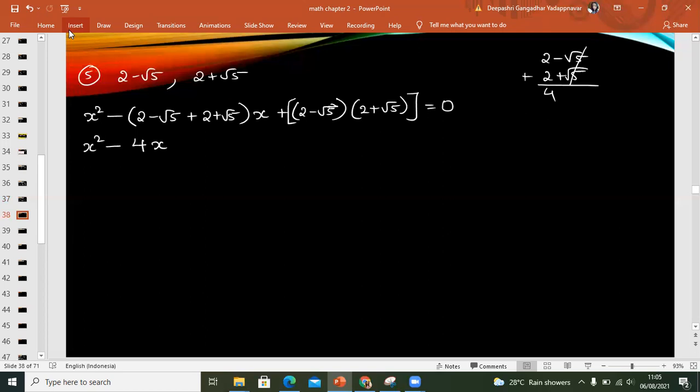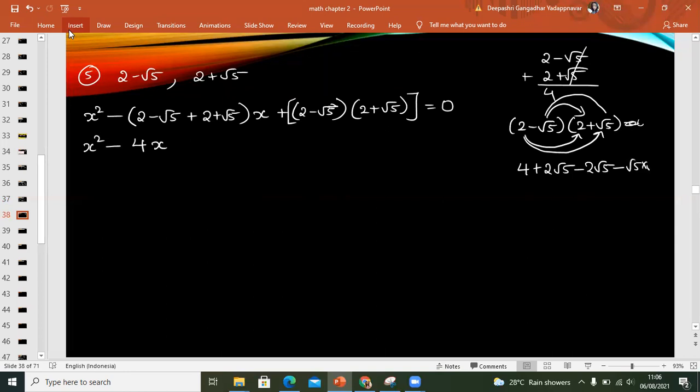Now the question comes to this one. Let us solve this also here. Product of 2 minus root 5 and 2 plus root 5. How to find the product of this? 2 is multiplied with 2 and then 2 is multiplied with root 5. 2 times 2 is 4. Then 2 times root 5 gives you positive 2 root 5. Then minus root 5 times 2 gives you negative 2 root 5. And negative times positive gives you negative root 5 multiplied by root 5.